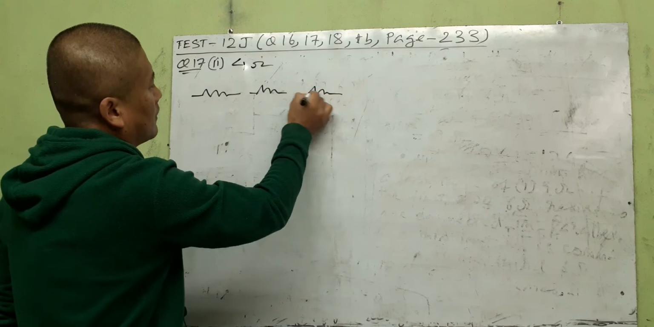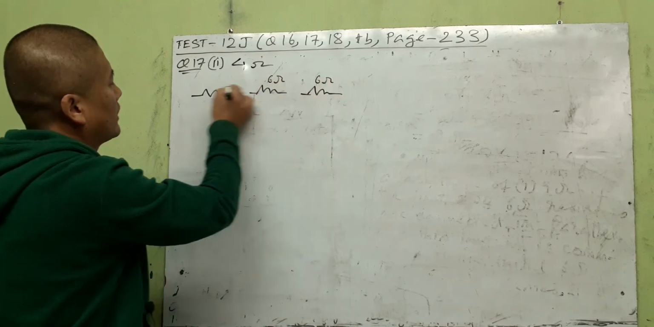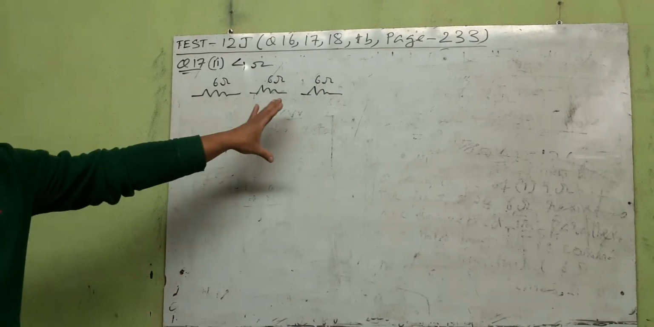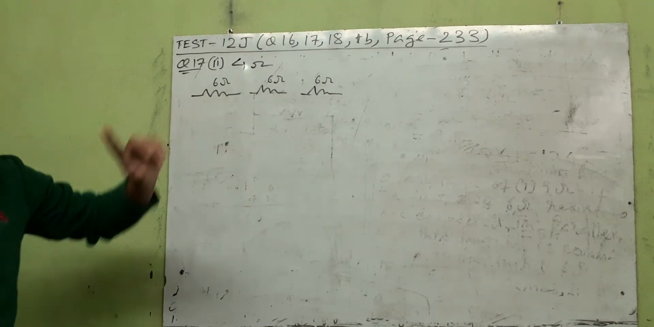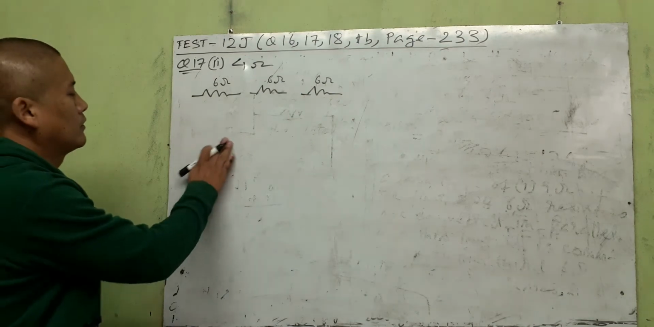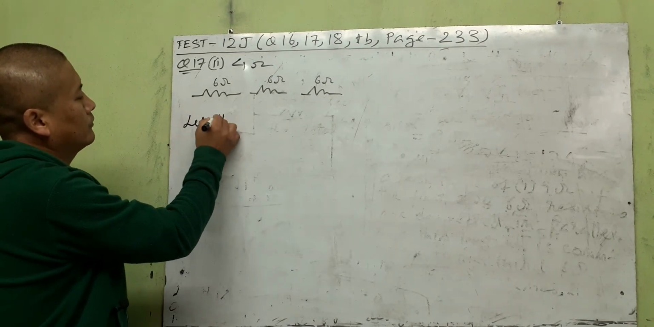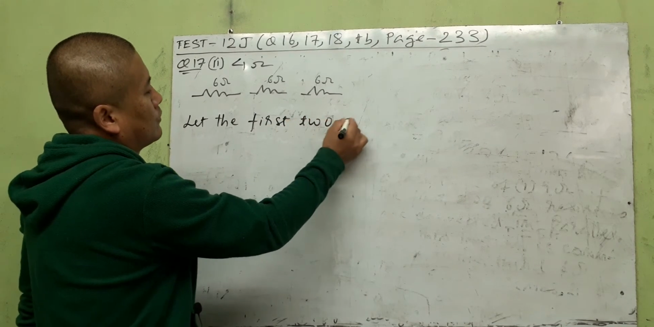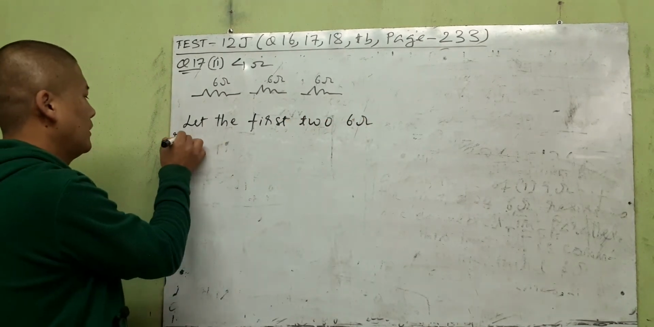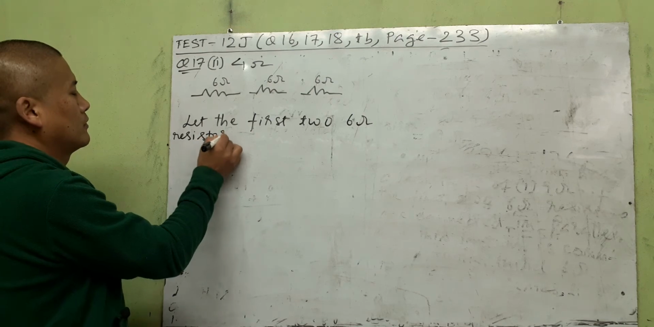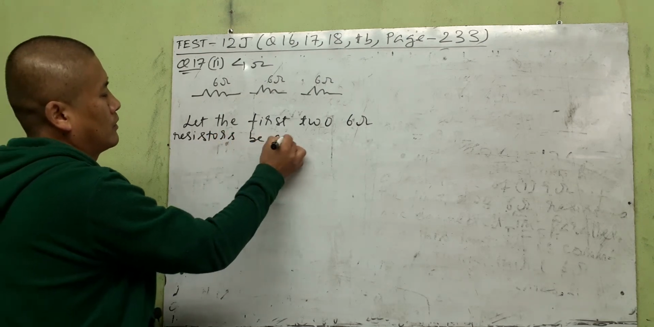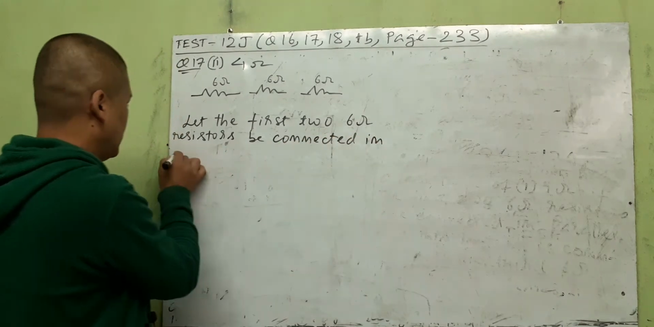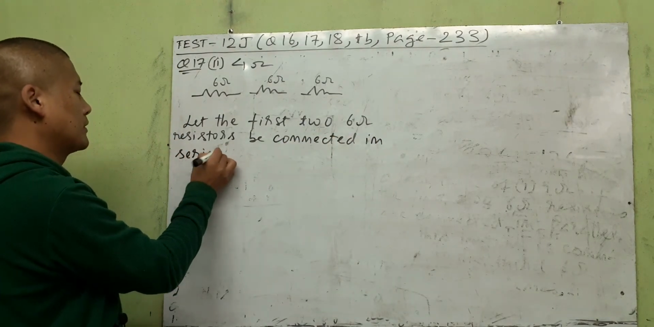Three 6 ohm resistors are given. What the question means to say is, in what manner would you connect these three so their total will come out 4? So let the first two 6 ohm resistors be connected in series. So let us first do it in series.